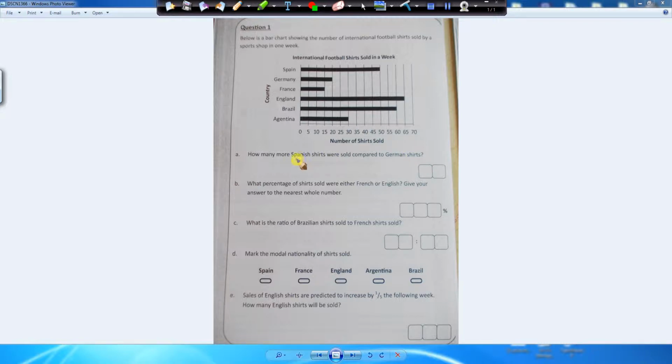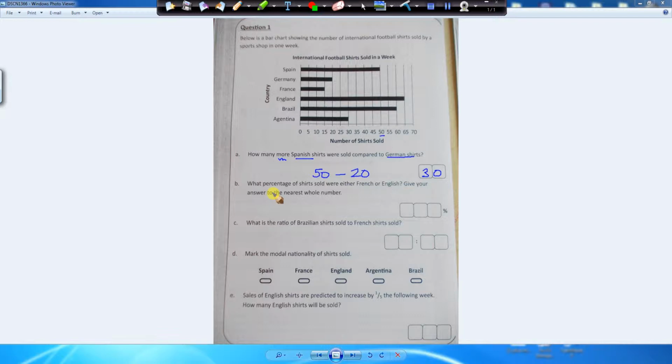So we've got to compare the Spanish ones with the German ones. So how many more? Keyword is more. So let's look at Spanish. Spanish is over here. We come down from here. 50. And the Spanish is 50. Okay, and the German one, we go to Germany, across here, come down. 20. So if you want to find how many more, what do we do? Work out the difference. So 50 minus 20 will give us an answer of 30.